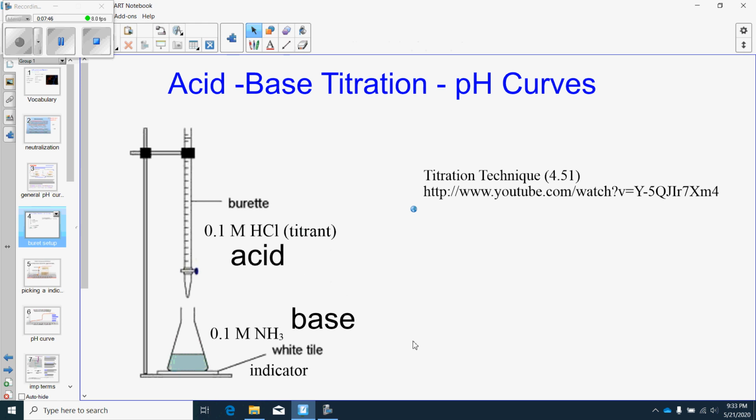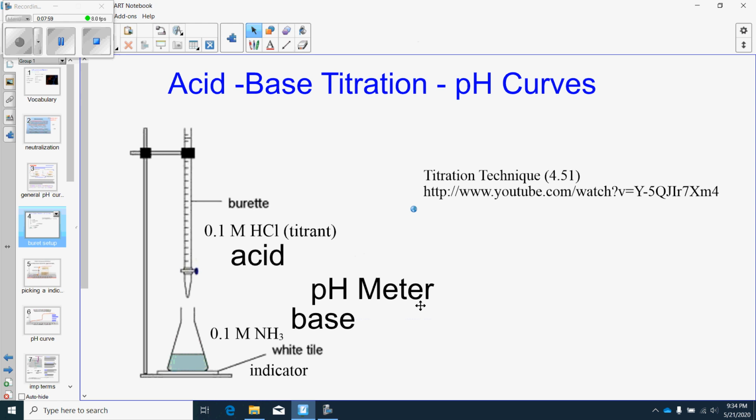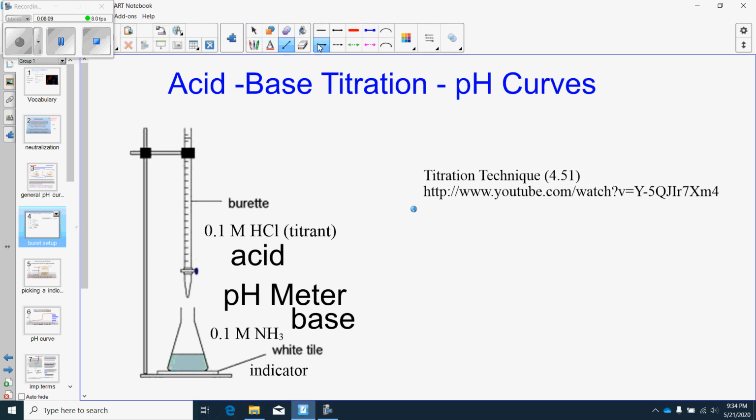But we can only measure our pH in one spot. We can't measure pH in both spots. So what we're going to do is put a little pH meter here. A pH meter is just an electronic device that will rapidly take measurements of pH. We could do this by hand and use pH paper, but that's painstaking. So every 3 or 4 seconds, it will take a pH measurement. That pH meter is going to be key, because that's what's going to collect our data for us.